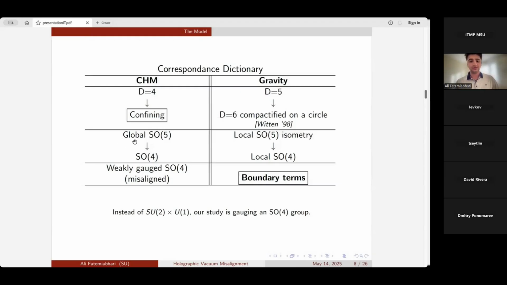On the field theory side, there is a global SO5 symmetry spontaneously broken to SO4. So global symmetries in the gravity side will be promoted to local isometries. So we'll have a local SO5 isometry broken to local SO4.